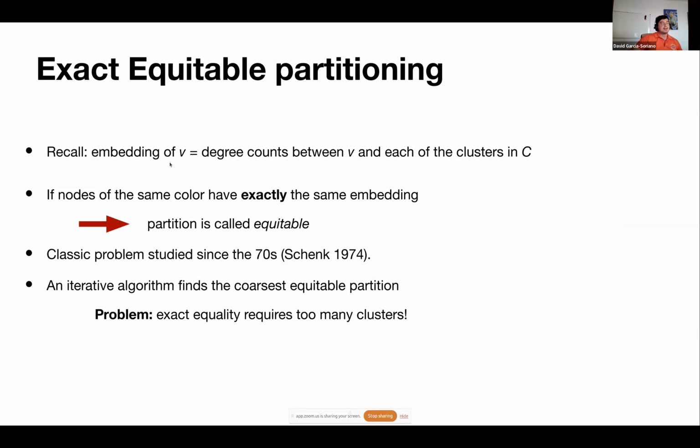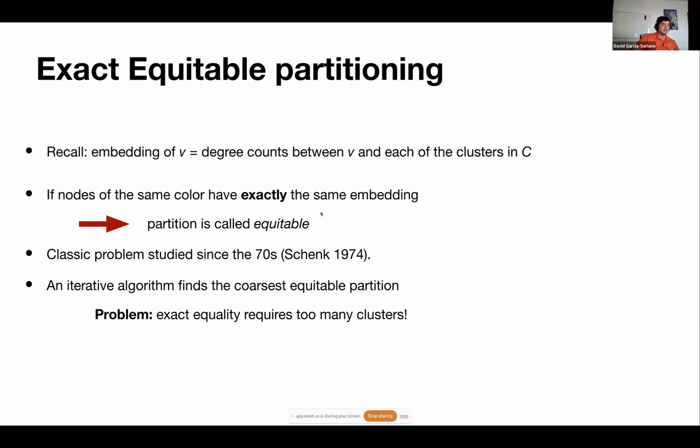So basically, for any given clustering and any vertex in our graph, we can define the embedding of this vertex according to this clustering as the collection of degree counts between that vertex and all of the clusters. Okay, so we have k clusters, we have 2k numbers representing edges in and out of V, from V to every possible cluster and from every possible cluster to V. What we want is that nodes that end up in the same cluster, that is neurons of the same type, should have the same embedding.